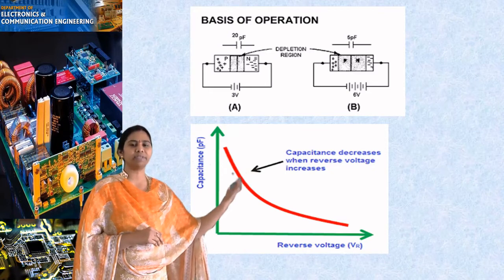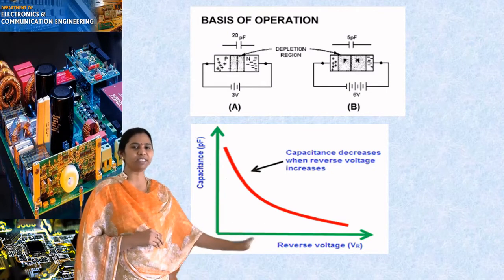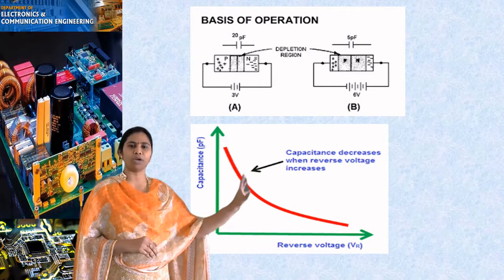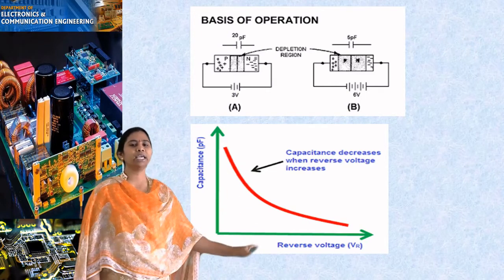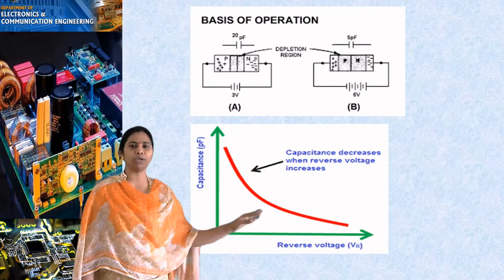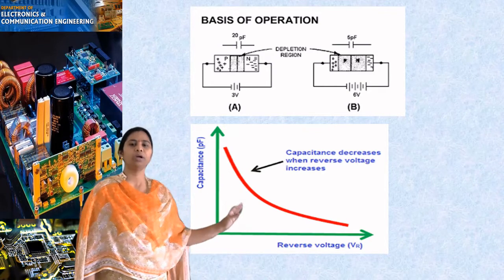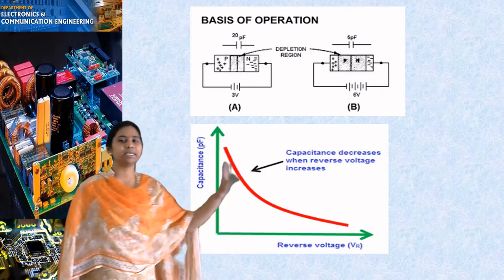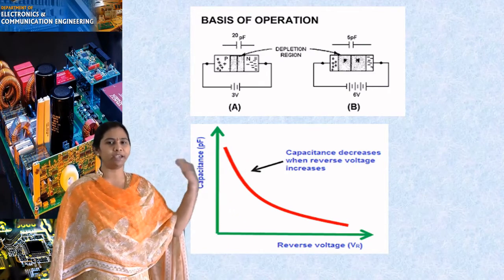This graph is in the second quadrant, as the reverse bias voltage will be a negative value. So, this graph represents the second quadrant graph. With the increase of reverse bias voltage, which is a negative voltage that you are applying to the PN diode, the capacitance value decreases. Capacitance decreases when reverse bias voltage increases.